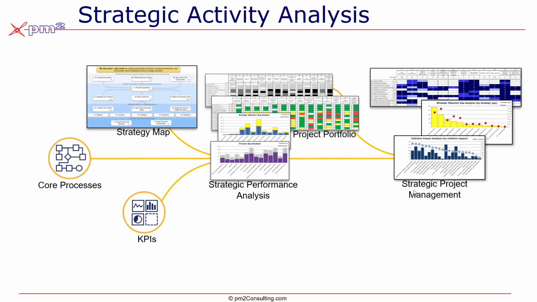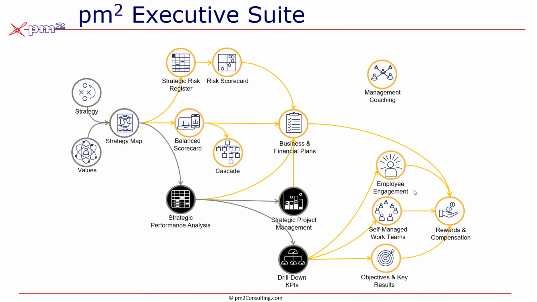So this is a quick overview of how we can do strategic activity analysis based on our strategy map and strategic priorities. This is a component of the PM Squared Executive Suite that your organization can choose how to proceed module by module.